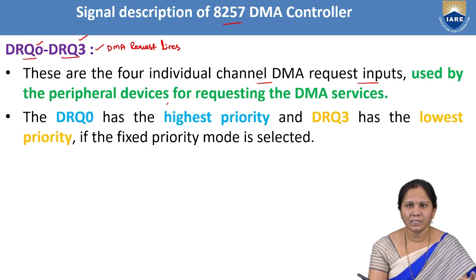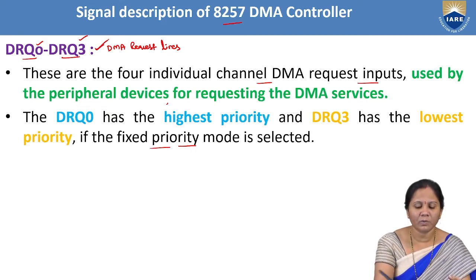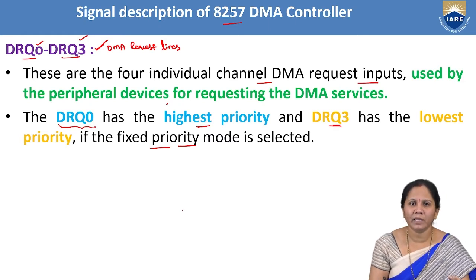Based on the mode of the priority, here we have 4 DMA channels. For example, if this 8257 DMA controller is operating in the fixed priority mode, since the 4 DMA request lines are there, by default this DRQ0 signal will have the highest priority, whereas the DRQ3 signal will have the least priority.